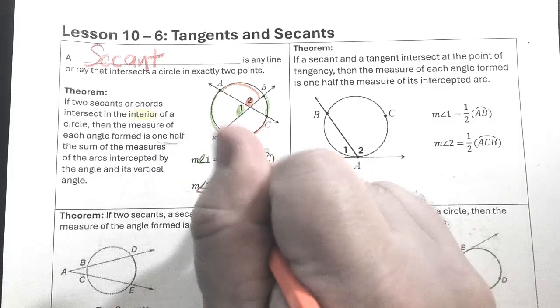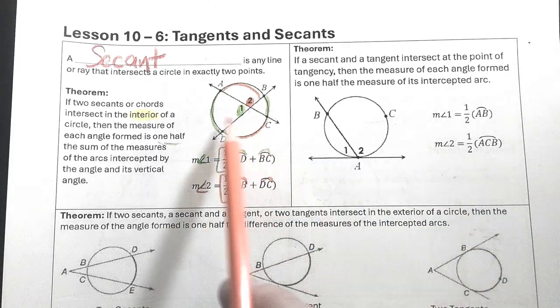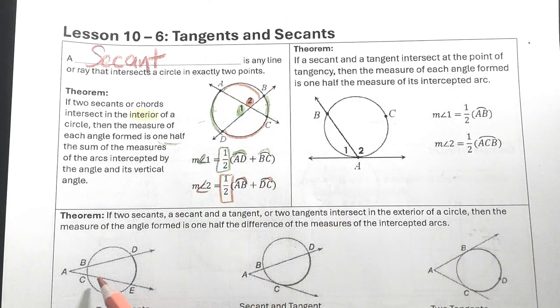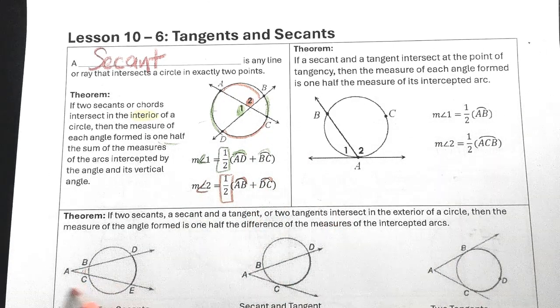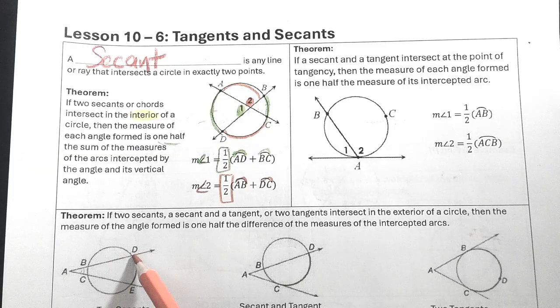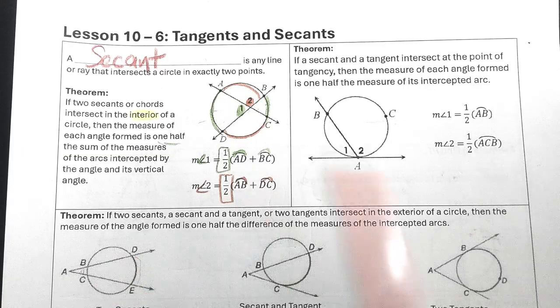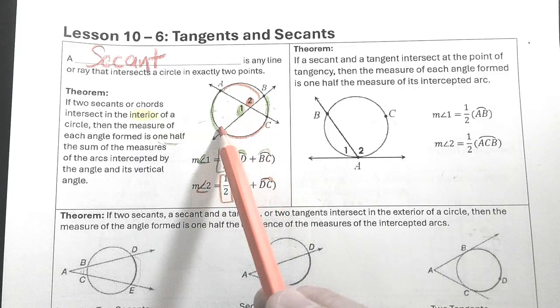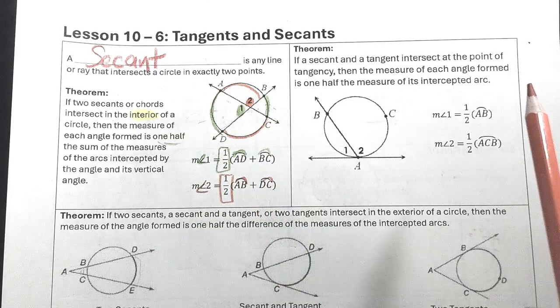So, anyway. Inside the circle, add the arcs, divide by 2. We're going to see later that when it's outside the circle, like down here at the bottom, you're going to subtract the little one from the big one. But for here, add the 2, divide it by 2 when it's an angle inside the circle.